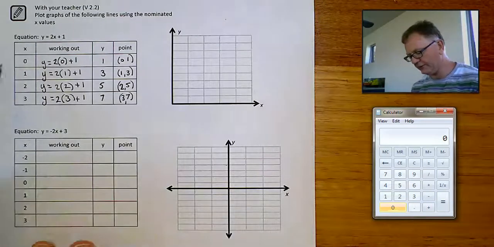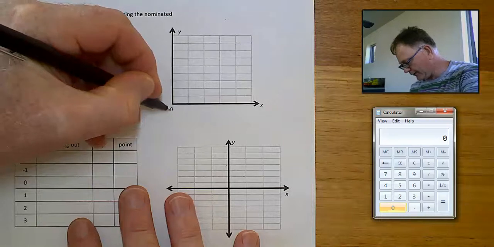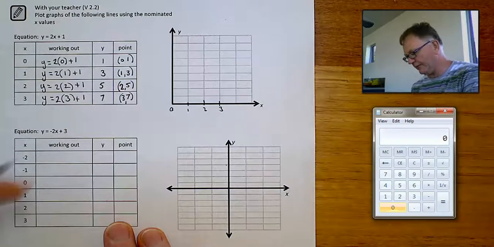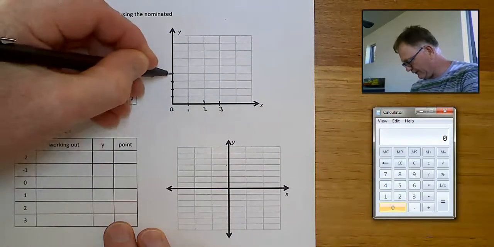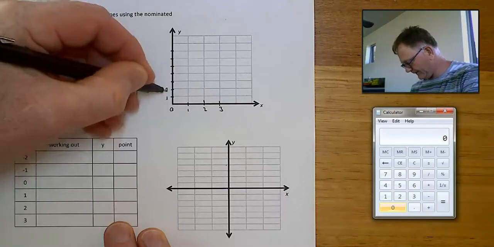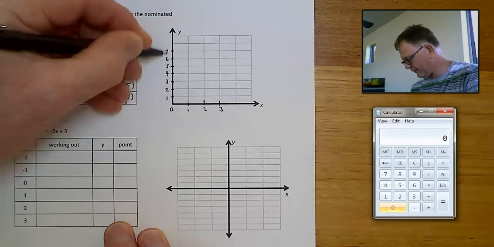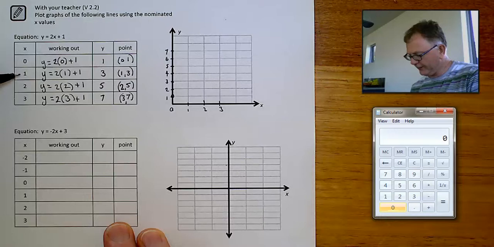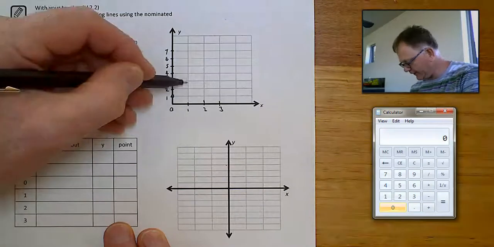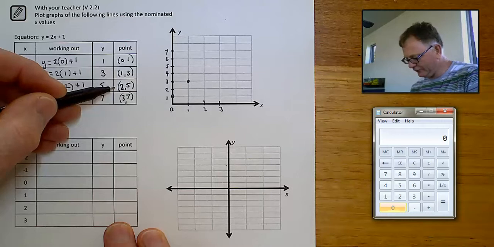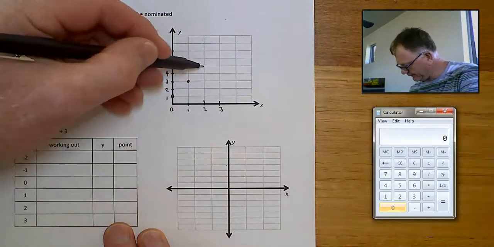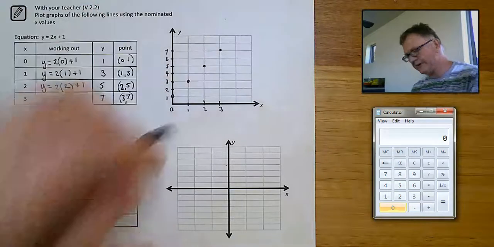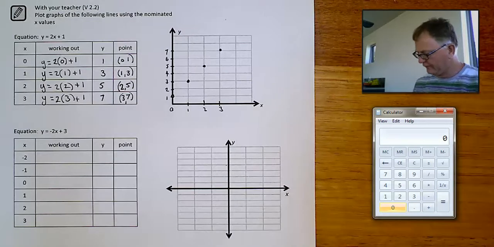Now, our x values have gone between 0 and 3, so let's just make our x values go 0, 1, 2, 3. That's enough. And our y values have to get up to 7. That's okay. We can go 1, 2, 3, 4, 5, 6, 7. And we can plot them on the graph. The point x equals 0, y equals 1 is on the graph. The point x equals 1, y equals 3 is on the graph. The point x equals 2, y equals 5 is on the graph. And the point x equals 3, y equals 7 is on the graph. Can you see that we've got a straight line of points there? We can rule a line through those points.